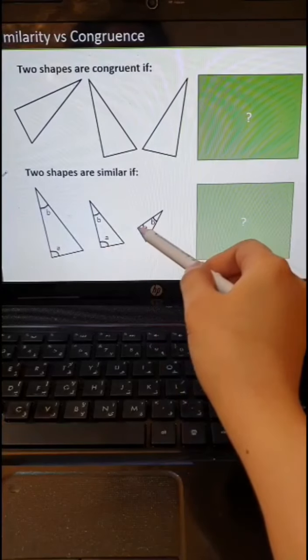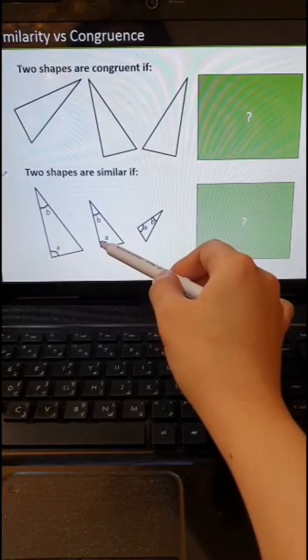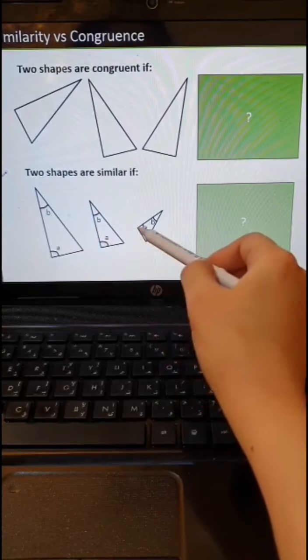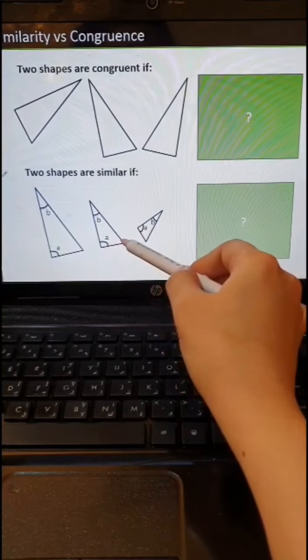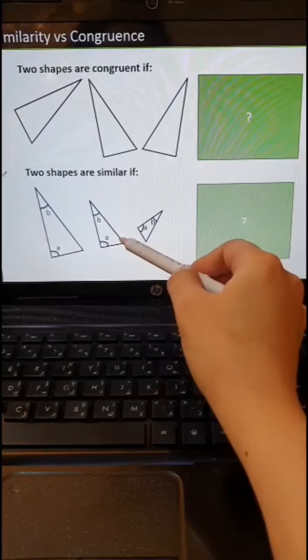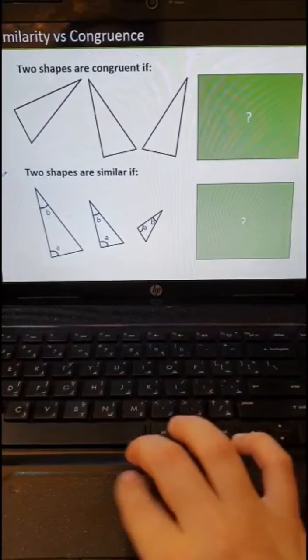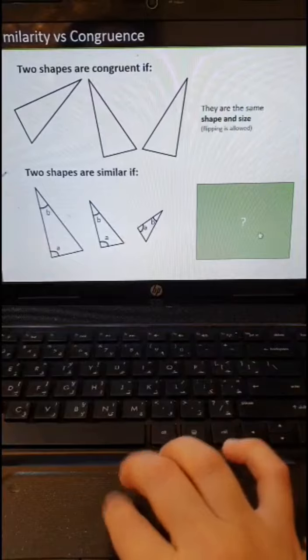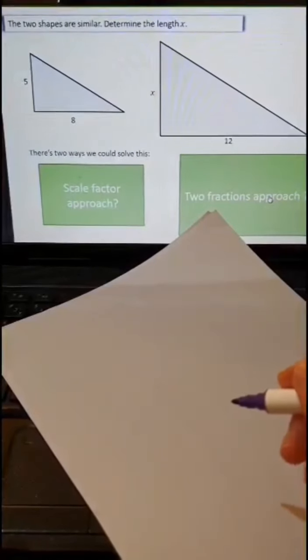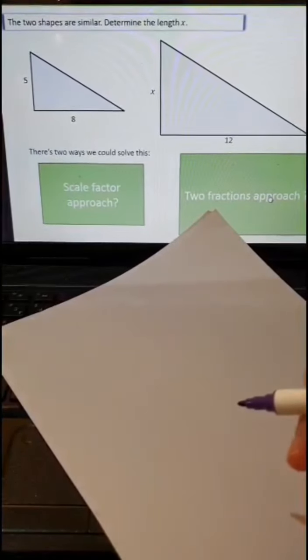This means this side over this side, if it will give me 1/2, so this side over this side will give me also 1/2. It's the same scale factor. Okay, so in this case, similar. And now we're going to start this question. The two shapes are similar, not congruent, similar.